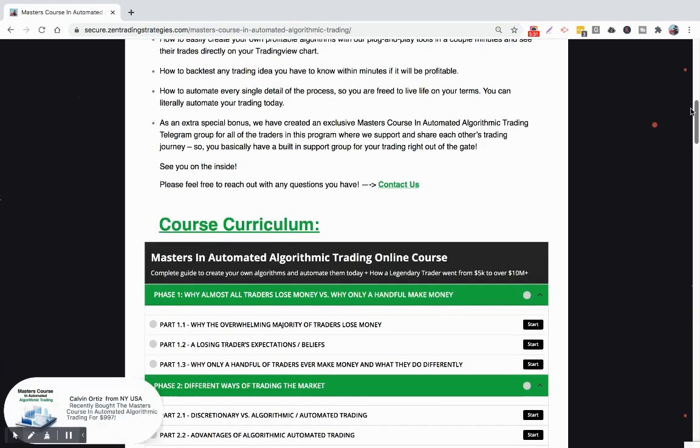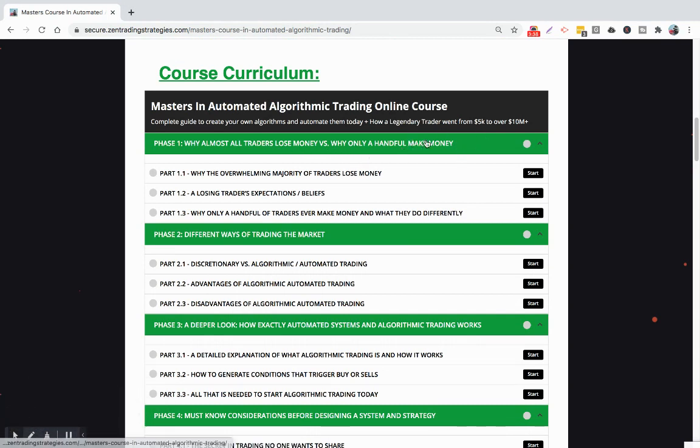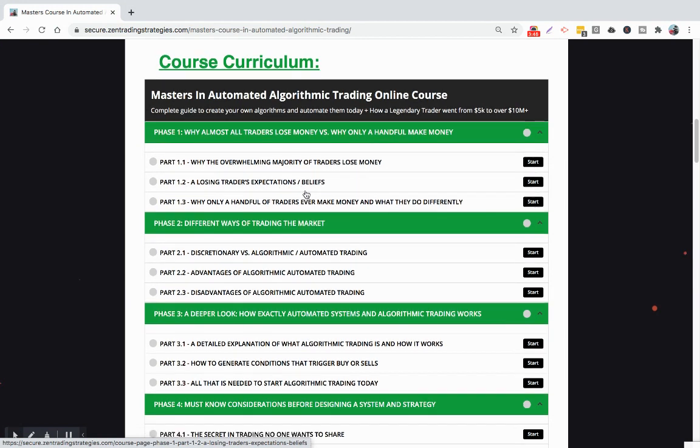So really quickly, let's go over these again. Phase 1 is why almost all traders lose money, and really only a handful of traders make money. So we'll go over into why the overwhelming majority of traders lose money, most losing traders' expectations and beliefs, and why only a handful of traders that ever make money, what they do differently.